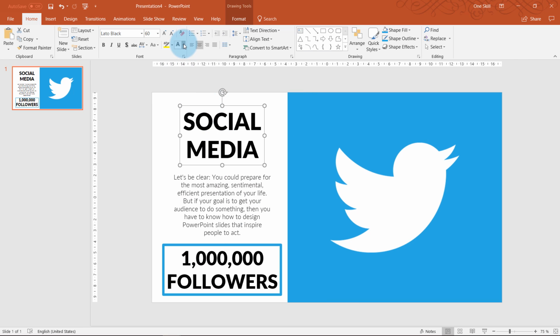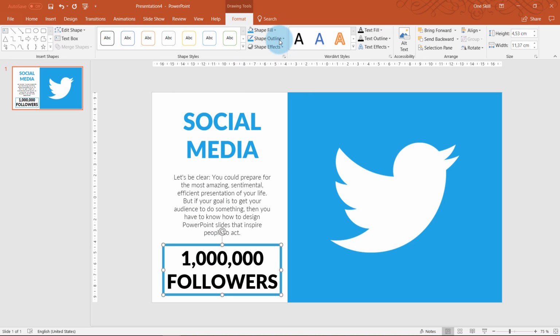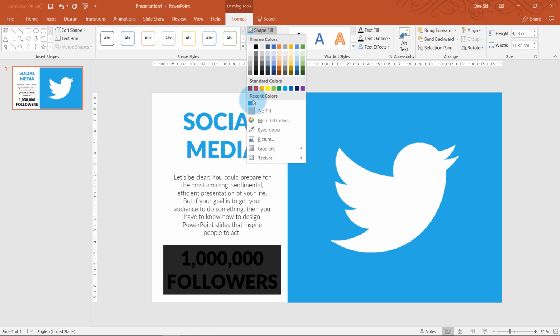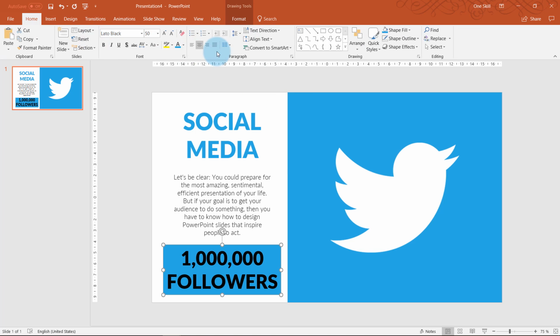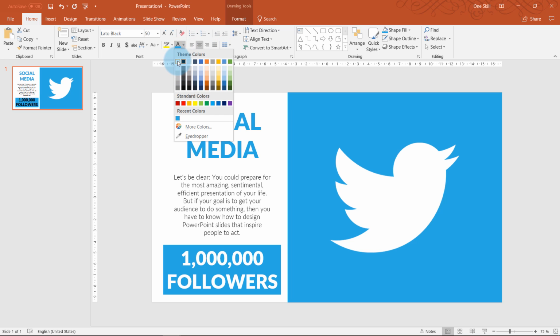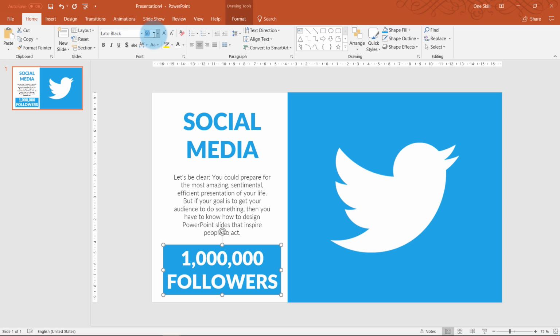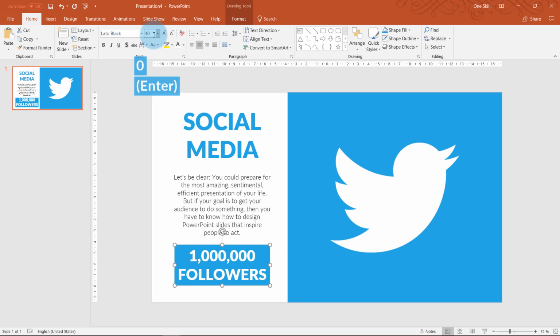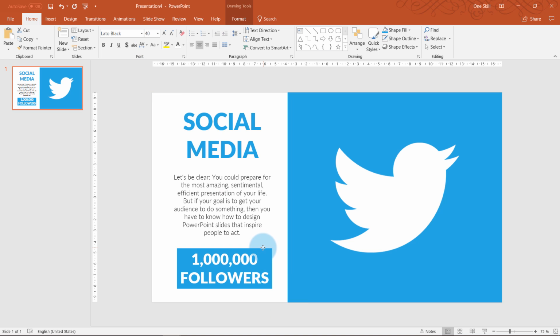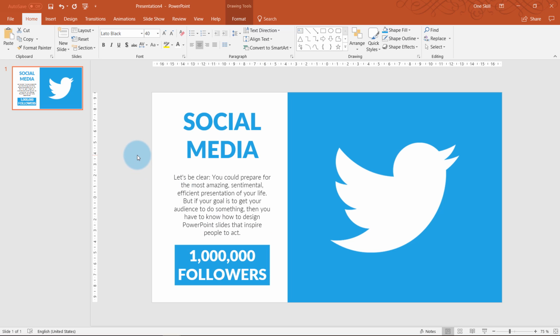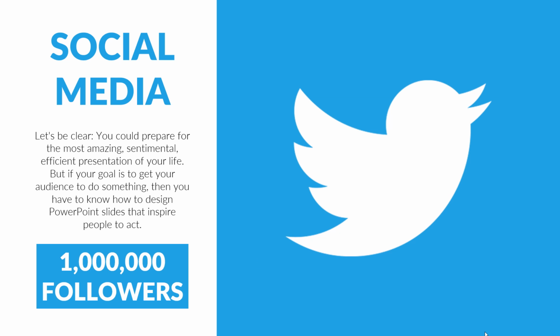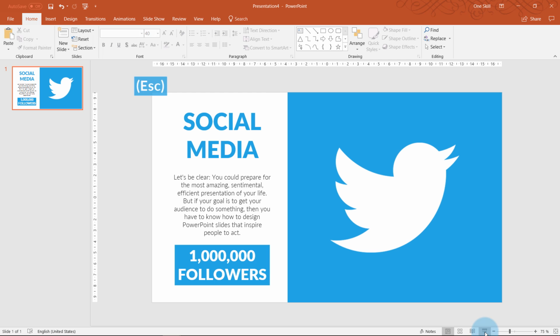So let's add this blue color to the text. And here we can remove the outline and fill it with this blue color. And for the text, we can give a white color, and I guess let's reduce the size to 40 so we have more space around this text box. And beautiful, ladies and gentlemen. This is how you can create a beautiful social media slide.